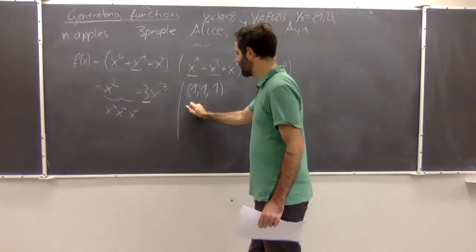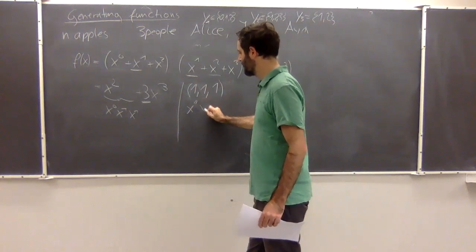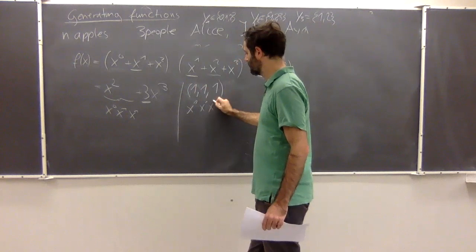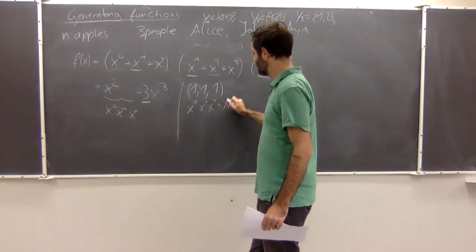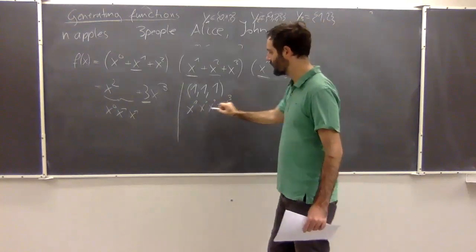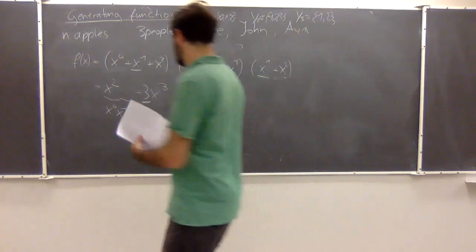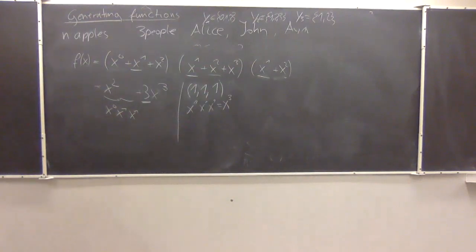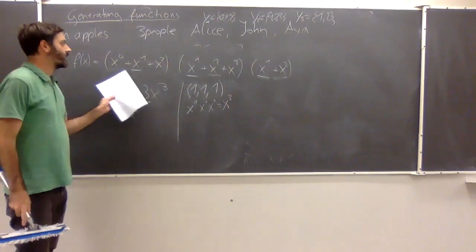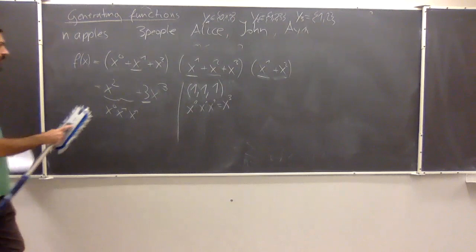That means that I'm multiplying x to the 1 times x to the 1 times x to the 1, or x to the 3. That's a situation where there are 3 apples in total and each of them eats 1. So you see that the powers of the x keep track of a counting problem.